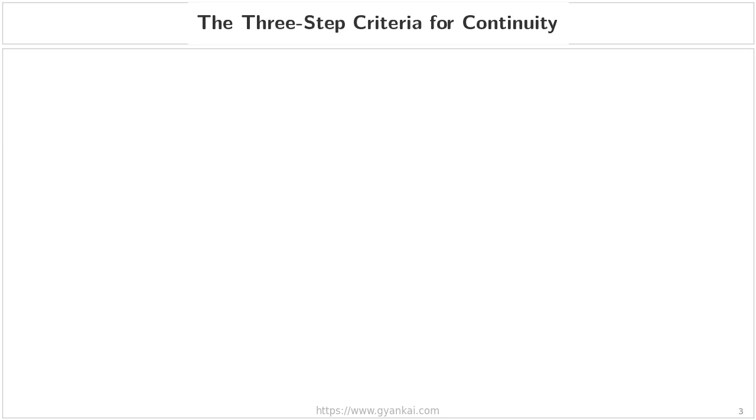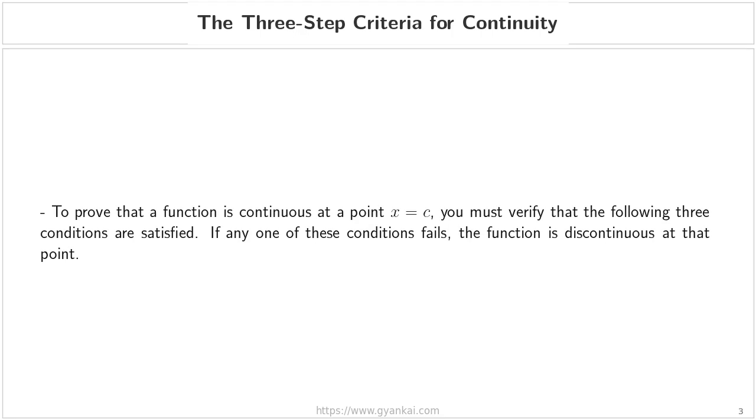The three-step criteria for continuity. Now that we have established the formal definition of continuity, let's look at how we actually apply it in practice. To prove that a function is continuous at a specific point, x equals c, you must verify that the following three conditions are satisfied. It is important to remember that this is a strict checklist. If any one of these three conditions fails, the function is immediately classified as discontinuous at that point.